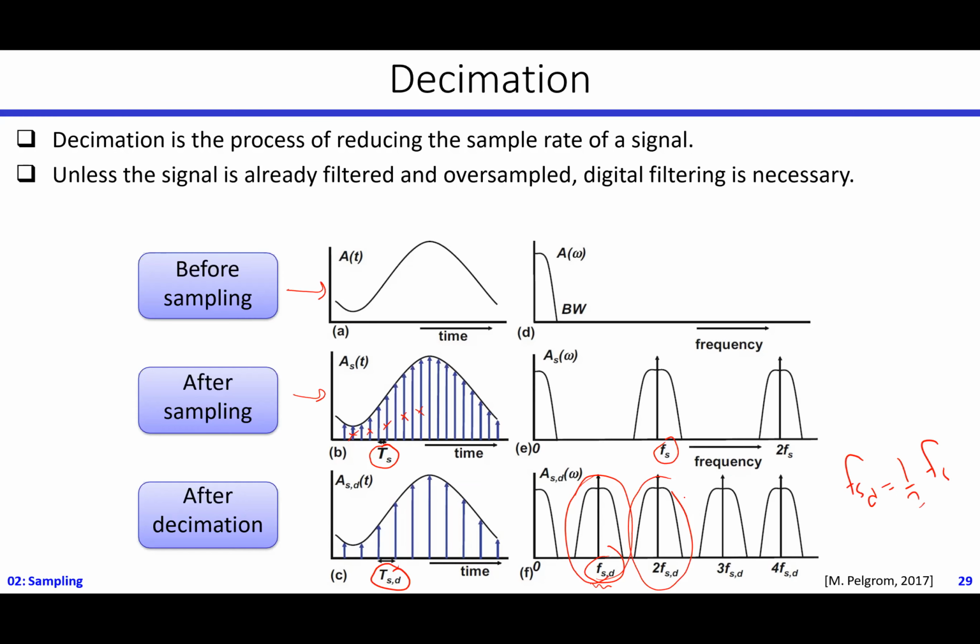Now, why would somebody need this decimation? Why didn't I sample from the beginning with the desired sampling frequency that I need? The reason is that I did oversampling in the beginning so that I can relax my anti-aliasing filter. You can see now my anti-aliasing filter can be very relaxed in terms of design.